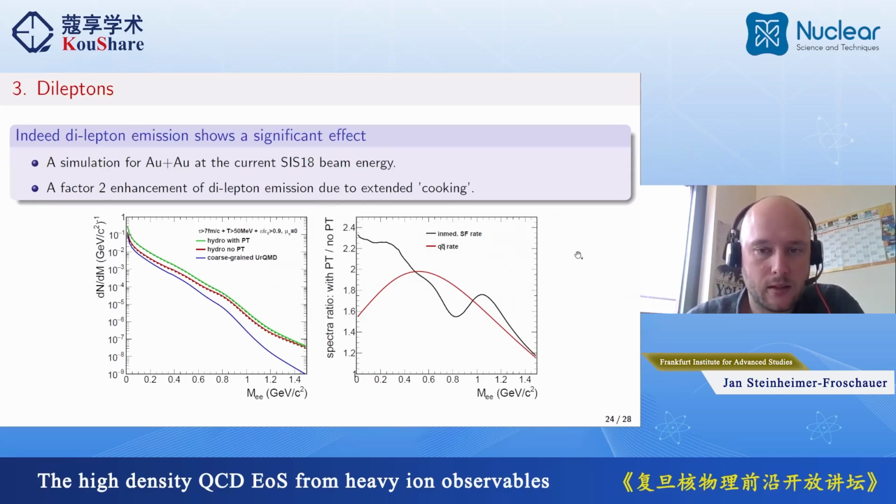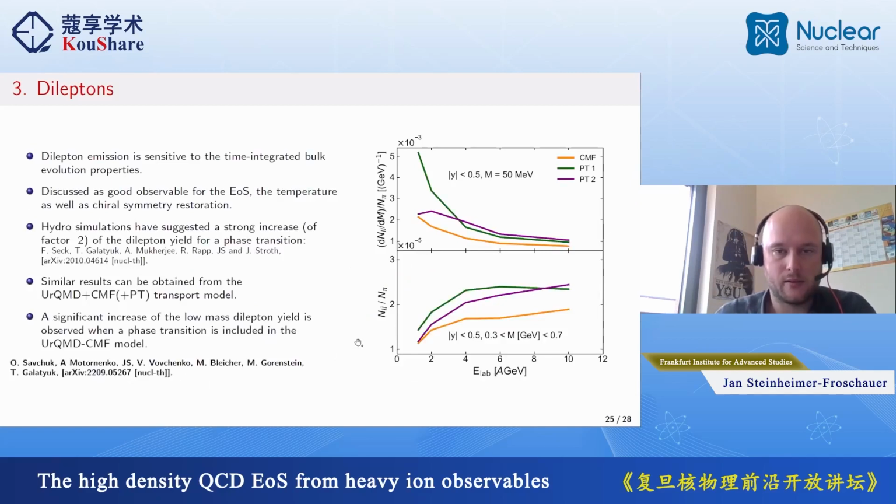Now what we did here is we tried to repeat this kind of study, but now again consistently within the CMF model, which we've already seen works well for flow, works well for HBT radii.